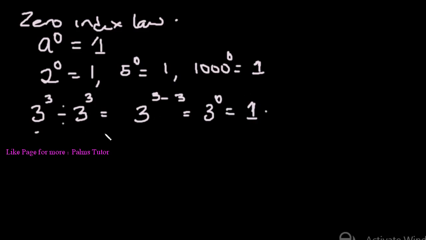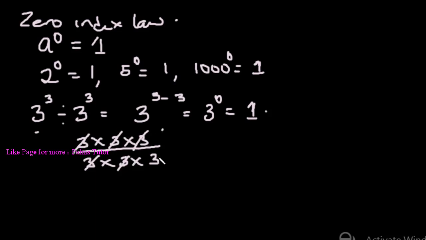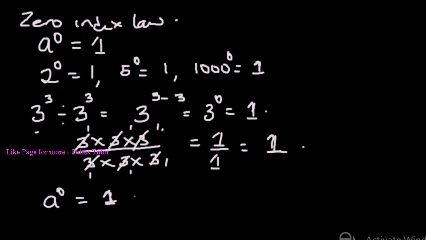If you don't want to apply this law of indices, I just want to do this straight. 3 raised to the power 3 means 3 multiplied by 3 multiplied by 3, divided by 3 multiplied by 3 multiplied by another 3. When we start crossing out, this cancels this, this cancels this, and this cancels this. We have 1, 1, 1, 1, 1, 1. 1 multiplied by 1 multiplied by 1 equals 1. So our answer at the end of the day is still 1. So that is why in indices, anything raised to the power of 0 equals 1. Please keep that in mind.